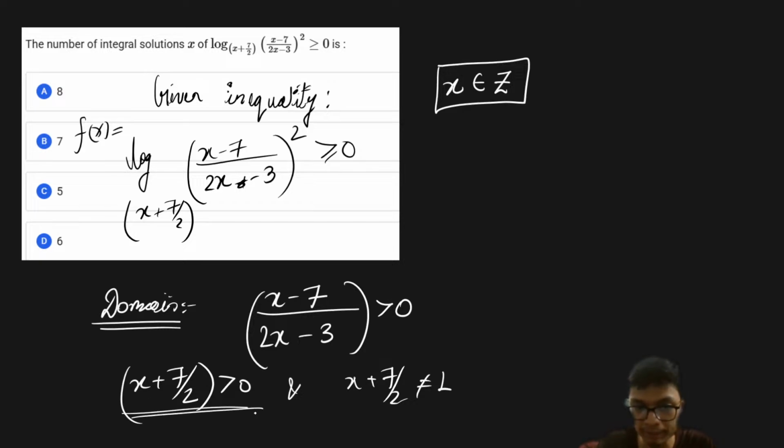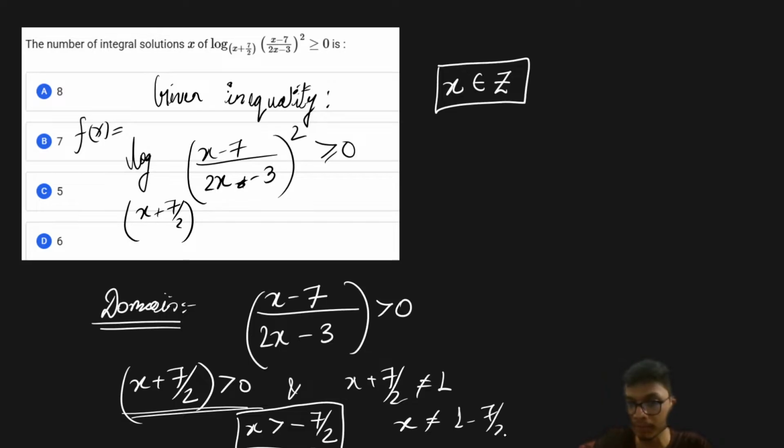So from this quantity, we will try to find the inequality. From this particular inequality, we see that x should be greater than minus 7 by 2, right? And x should not be equal to 1 minus 7 by 2, which is equal to minus 5 by 2, right? So x should not be equal to minus 5 by 2, which is very obvious because x takes integer values. We have to ultimately find the integral solutions of x, so this won't be coming into the solution as well, right?